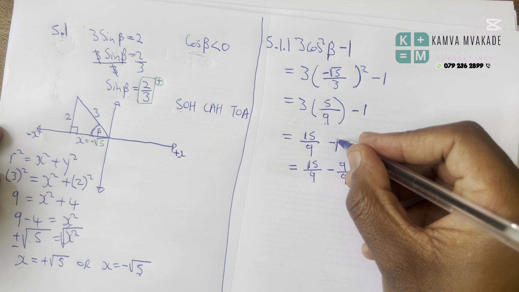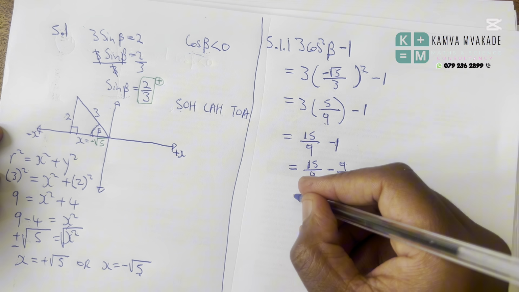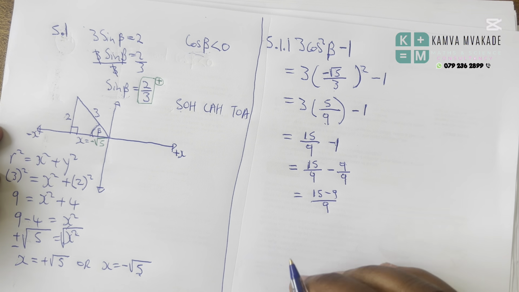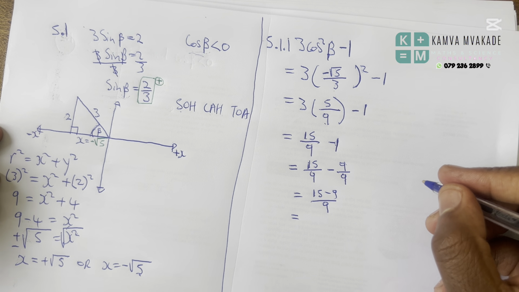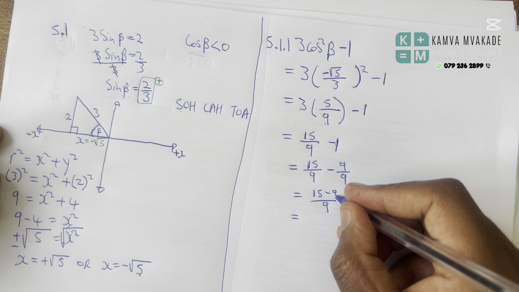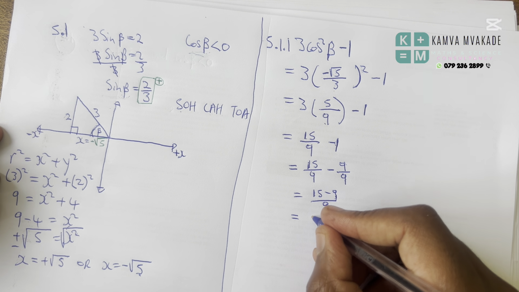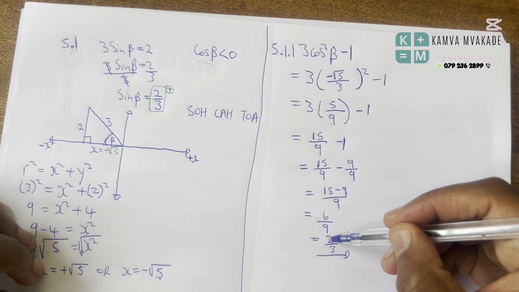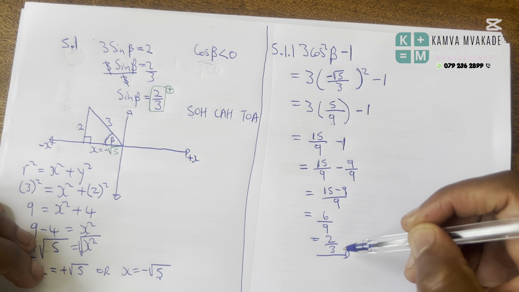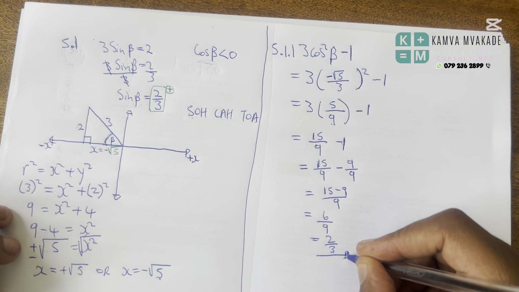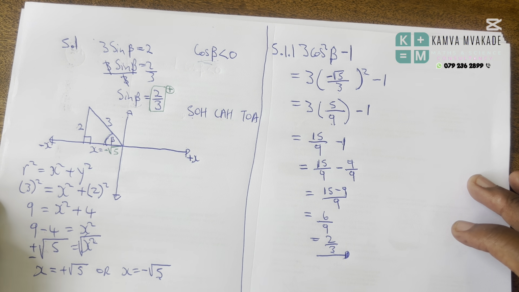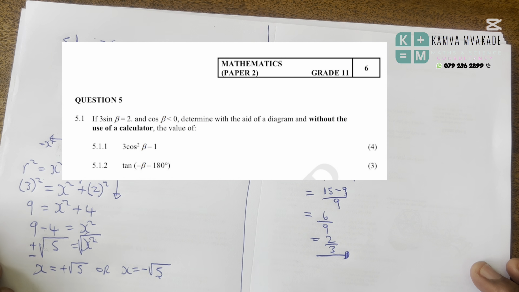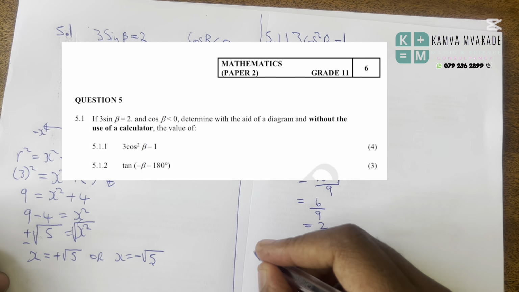So 1, I represent 1 in terms of 9 over 9. So this is going to be 15 minus 9 over 9. Our answer is 15 minus 9, which is 6, so 6 over 9 is going to be 2 over 3. So that was 5.1.1. So let us move to 5.1.2.